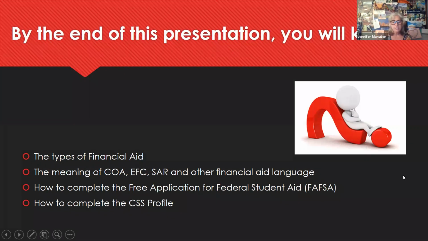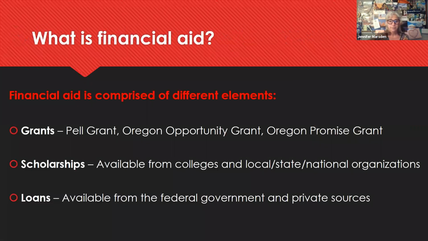By the end of this presentation, you will know the types of financial aid, the meaning of all these acronyms that you start to hear when people talk about financial aid, like COA, EFC, SAR, FAFSA, which is called the Free Application for Federal Student Aid, and also how to complete the CSS Profile, which is another financial aid application that a lot of private schools also use in addition to the FAFSA.